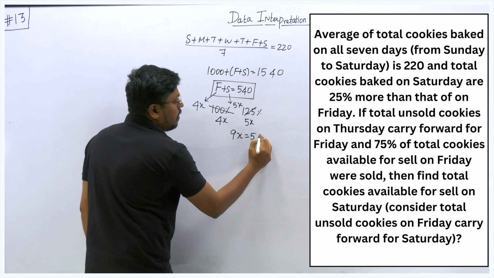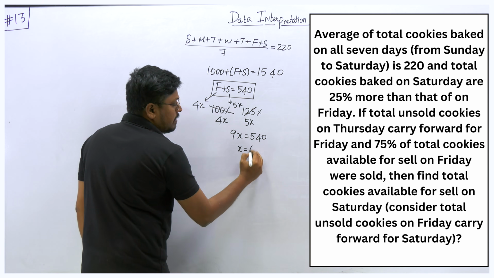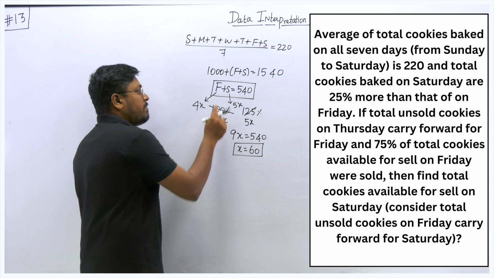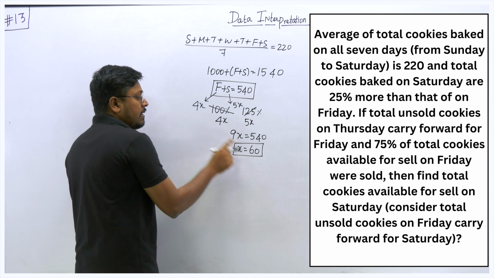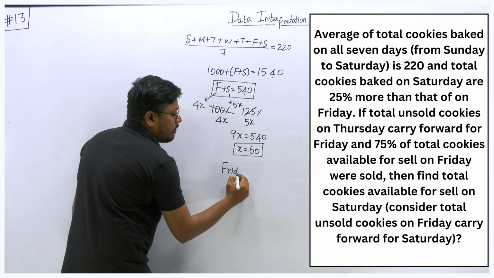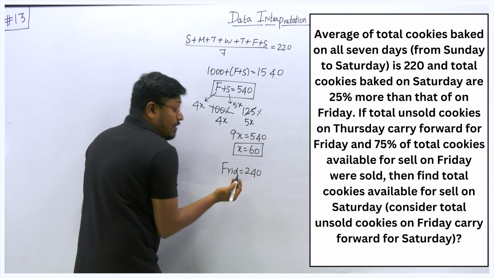9x will be 540, so x is equal to 60. So if Friday is 4x, then 60 into 4 will be 240. So the total number of cookies baked on Friday will be 240.